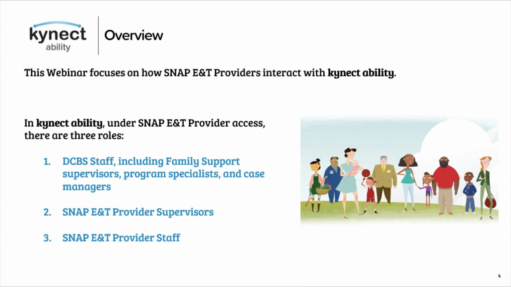This webinar is for SNAP E&T providers. In Connectability, under SNAP E&T Provider Access, there are 3 roles: DCBS staff, including family support supervisors, program specialists, and case managers; SNAP E&T provider supervisors; and SNAP E&T provider staff. Please note, unless otherwise specified, all 3 roles may perform each provider action in Connectability.